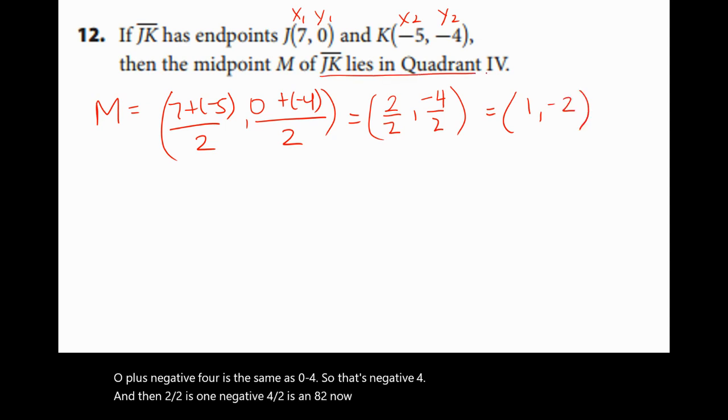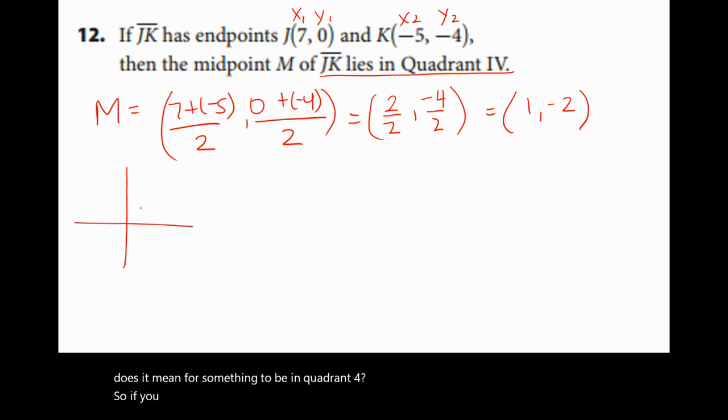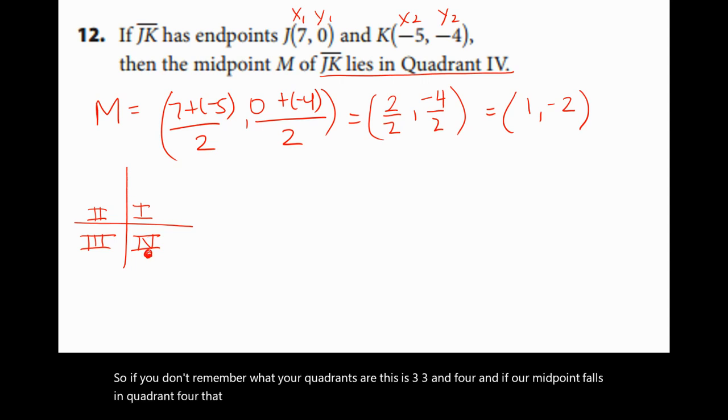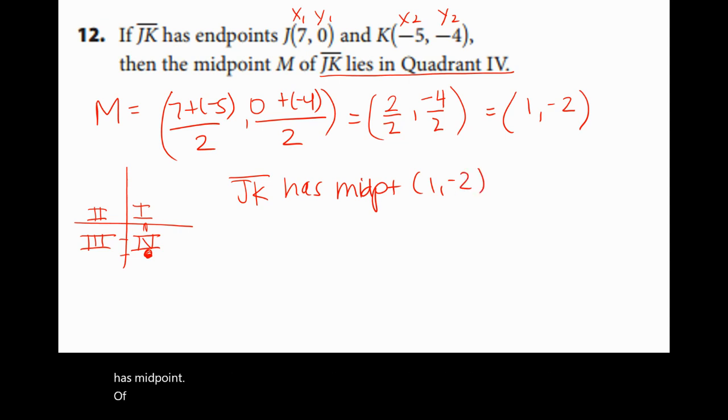Now, let's review some old vocabulary again. What does it mean for something to be in quadrant 4? So, if you don't remember what your quadrants are, this is 1, 2, 3, and 4. And if our midpoint falls in quadrant 4, that means we should have a point in this area. And sure enough, if I plot the point 1, negative 2, it does fall in quadrant 4. So let's sum this up with a sentence. Line segment JK has a midpoint of 1, negative 2, which lies in quadrant 4.